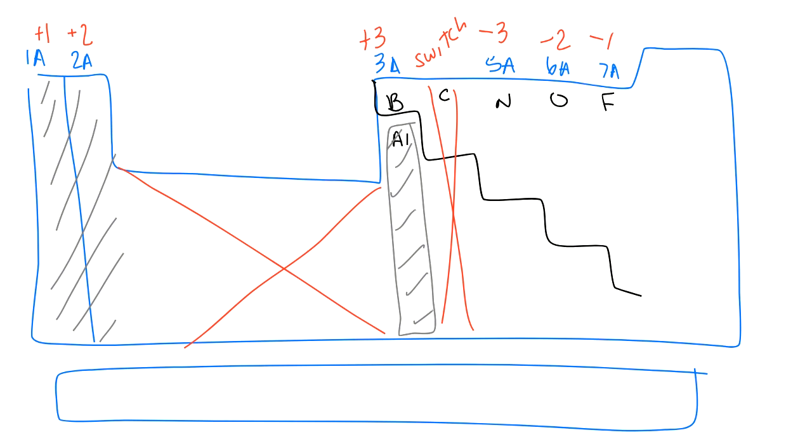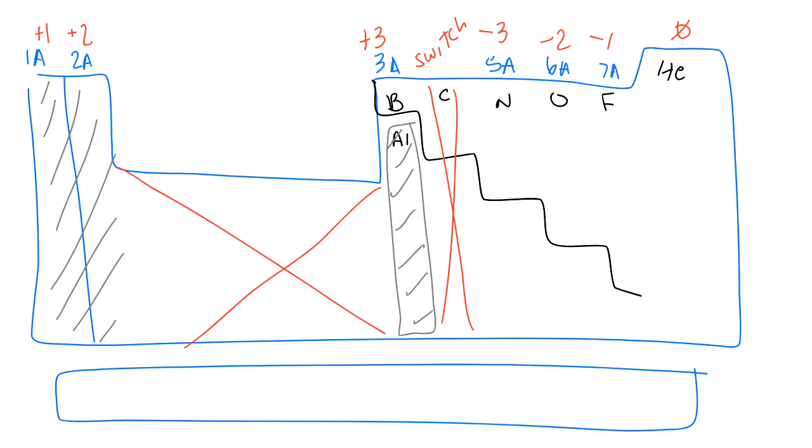Then we have our noble gases. And so our noble gases here are 0. Because again, they have 8 valence electrons. They don't want to be gaining or losing electrons. So this is where we get these charges from.